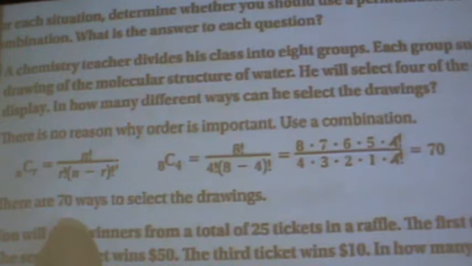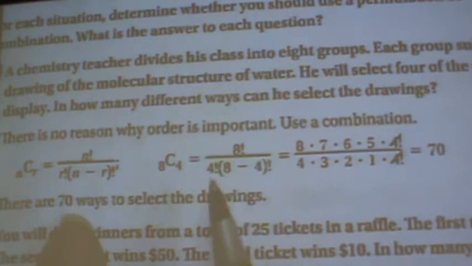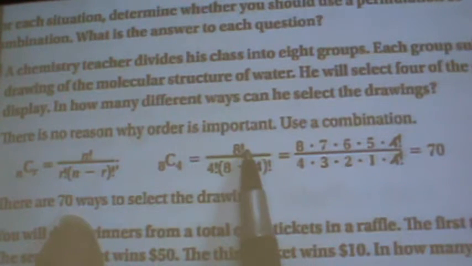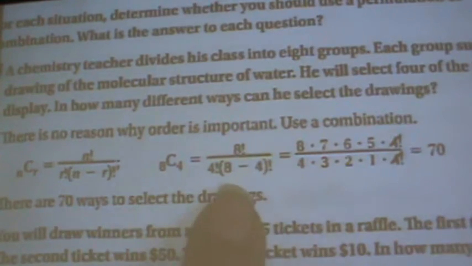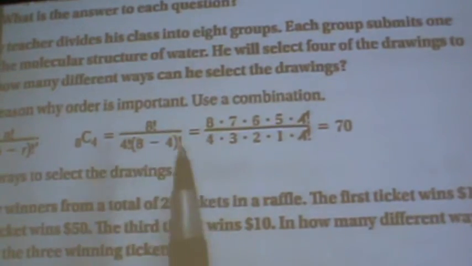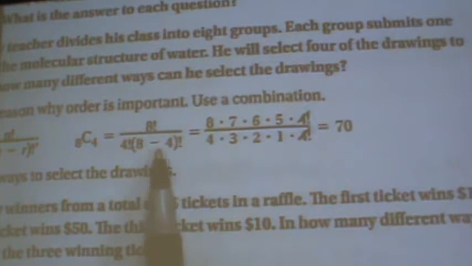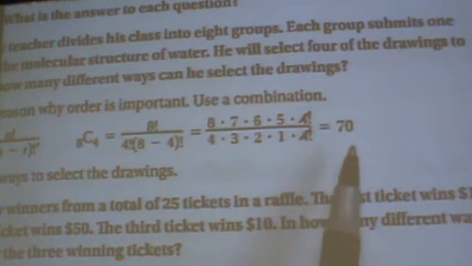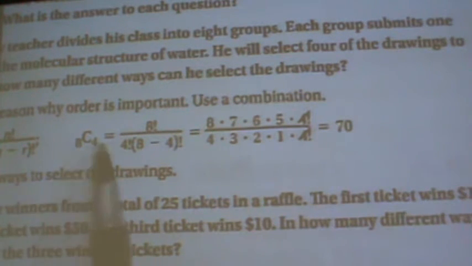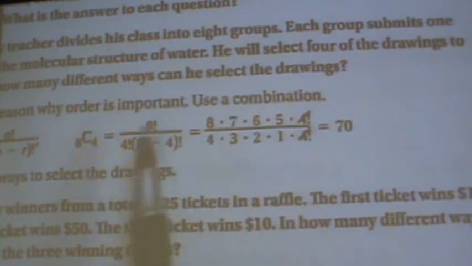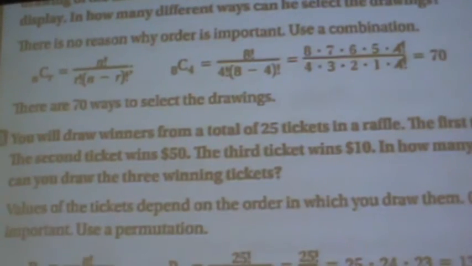So how many groups are there? There's 8 groups, we're gonna take 4 at a time. So this is a combination problem. It's 8 factorial over 4 factorial times the factorial of the difference of those two. You end up with 70. So you can do this on your calculator like we just did, or you can do it by hand.